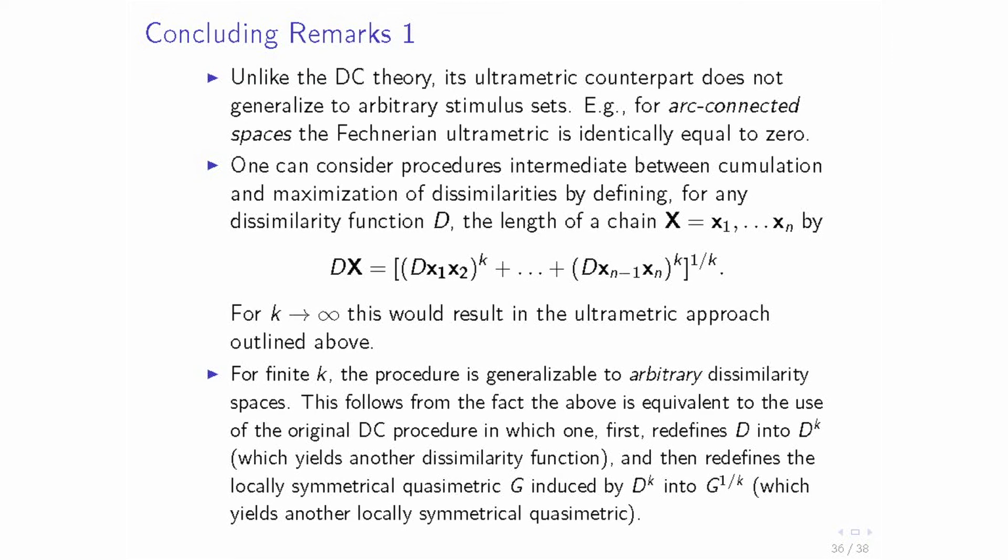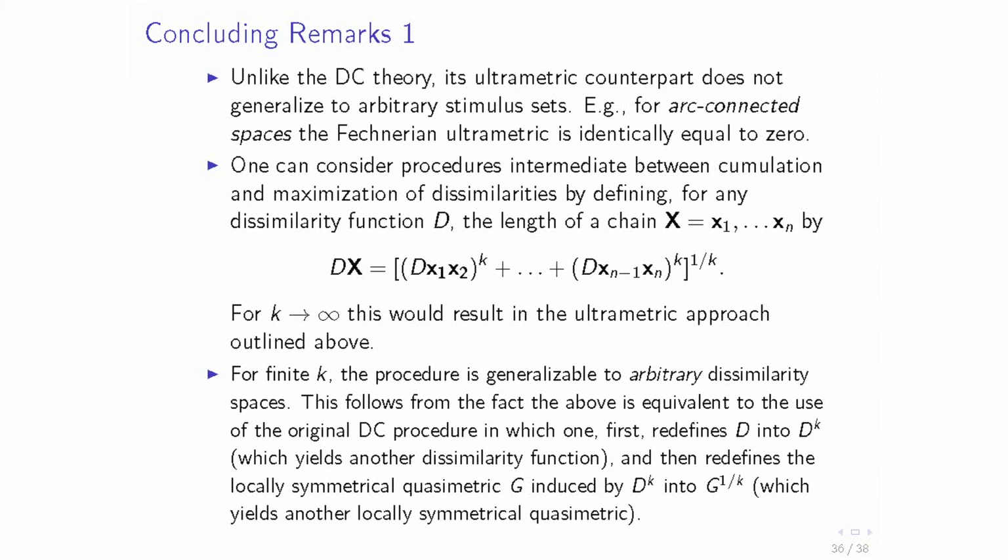Of course, one can consider procedures intermediate between cumulation and maximization by defining a dissimilarity function for any chain, the length of the chain, by this procedure here, like a Minkowski type of combination. And then for k to infinity, this would result, of course, in the maximum, so in the ultrametric approach just outlined. For finite k, this procedure is generalizable to arbitrary dissimilarity spaces.